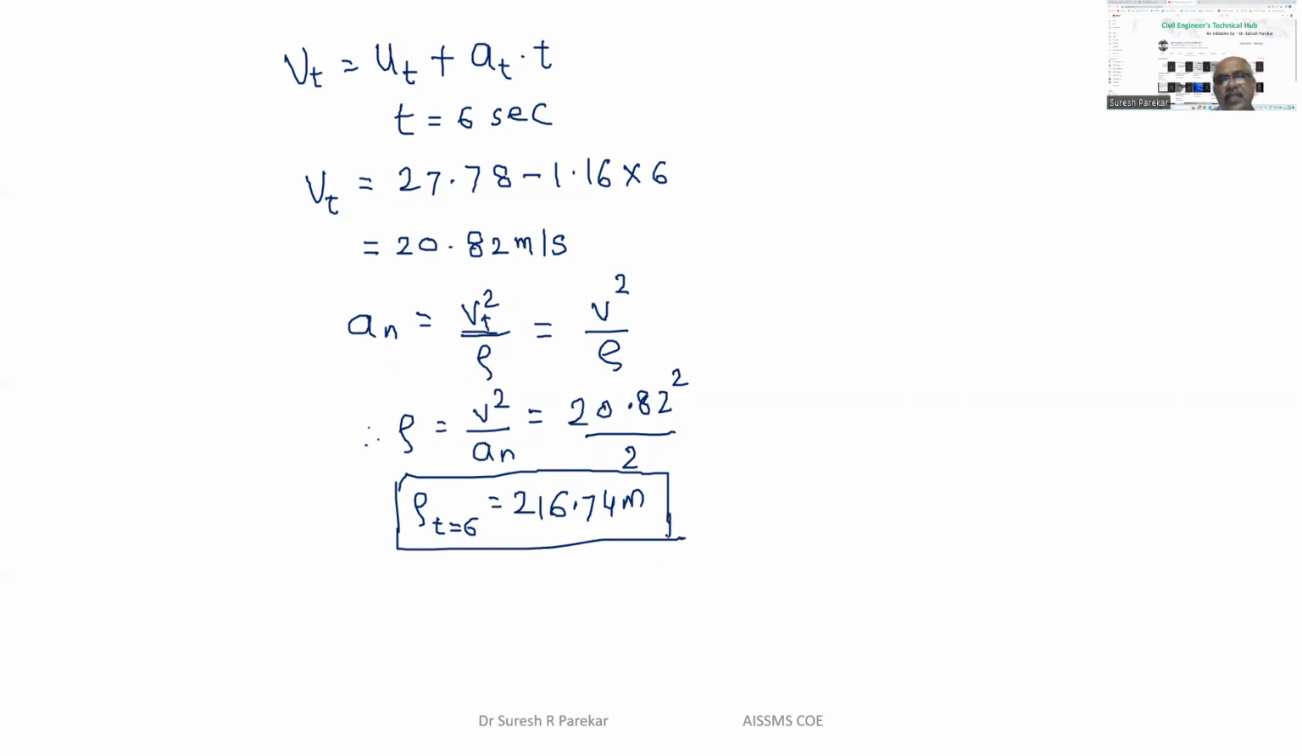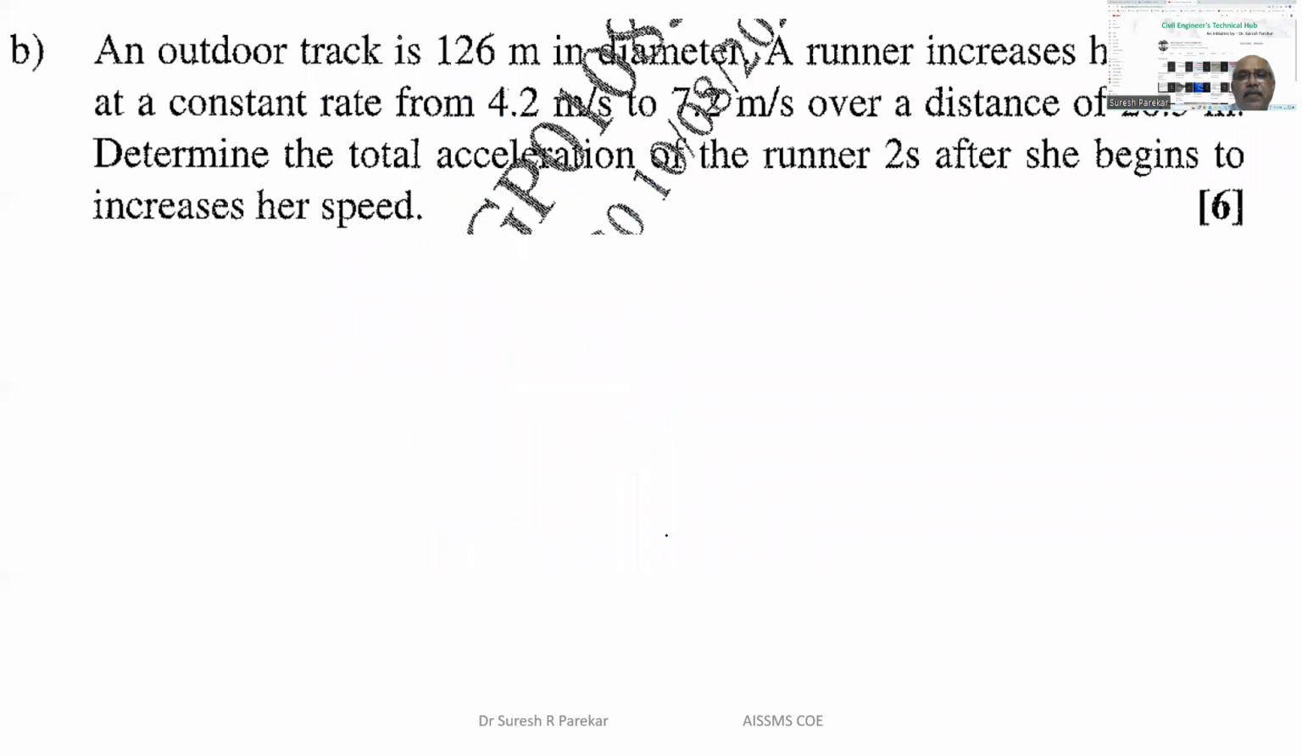So problems of this tangential-normal type are very simple. You have to understand it very clearly. Do not try to draw this diagram, you will be confused with this one. So always try to solve the problems.